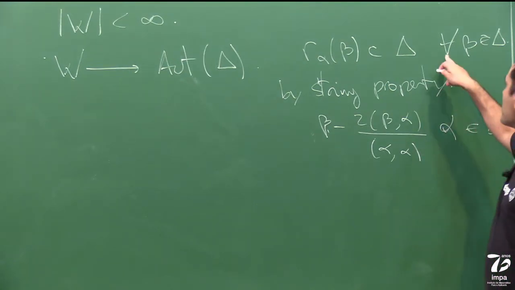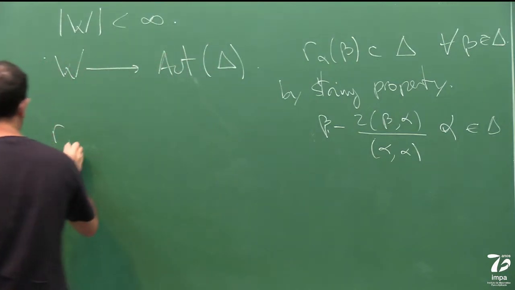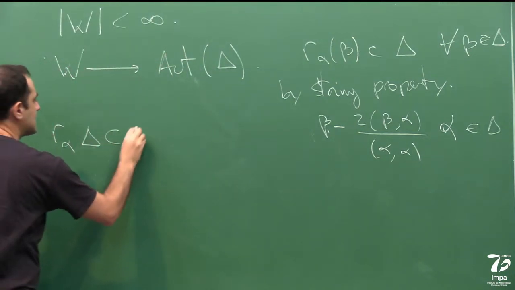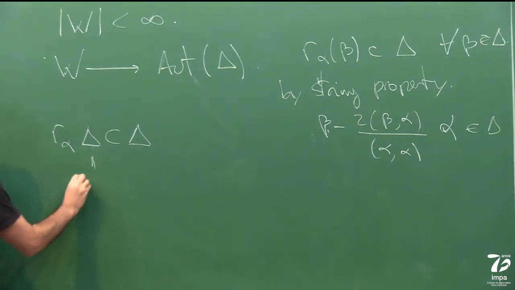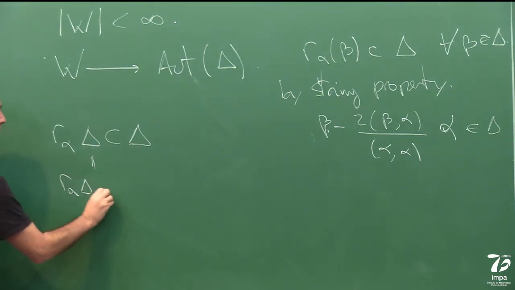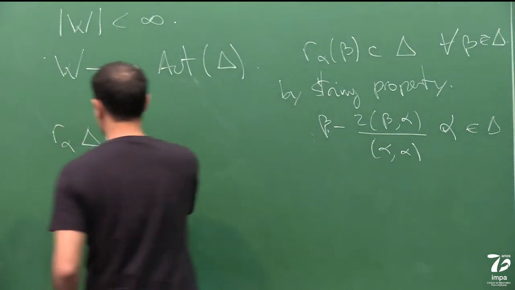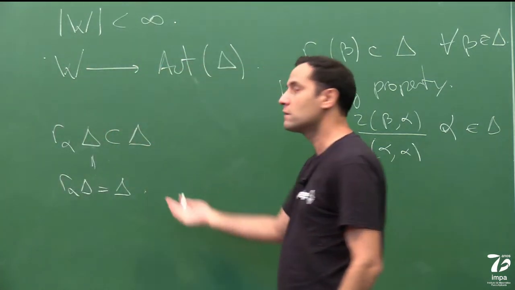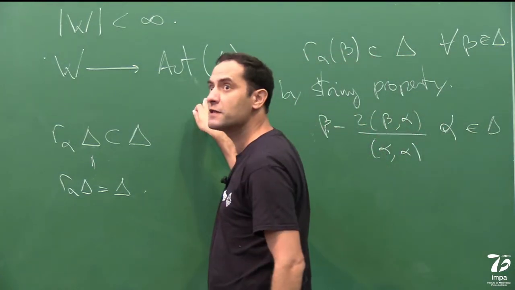So this means that every R alpha sends delta to delta. It follows that R alpha of delta is inside of delta, and it's invertible. Therefore, R alpha of delta needs to be delta. So every generator of this group preserves delta. It doesn't preserve it pointwise, but it preserves the set. Therefore, every element of W permutes the roots of delta. So you get a morphism like this, and I claim that this morphism is injective.